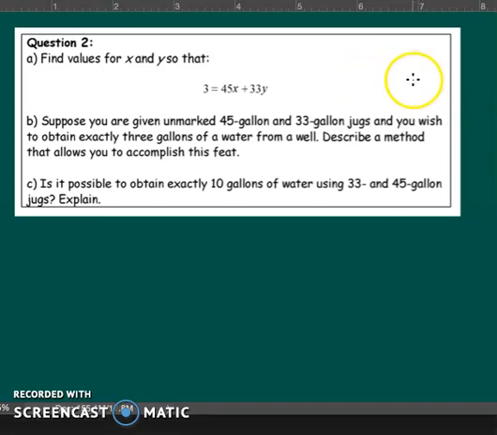Hi everyone. So at this point, we already know how to recognize that some multiple of 45 plus some multiple of 33 is going to equal 3 because the greatest common factor of 45 and 33 is equal to 3. So we know that there's some difference between two of their multiples that will be 3. Now the question is, which multiple of 45 and which multiple of 33?